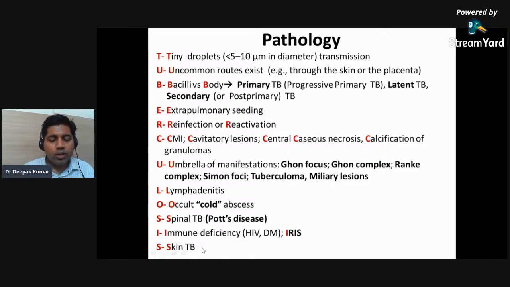The last one is skin tuberculosis. Again, skin tuberculosis will need a separate discussion. We will not be having that in today's session. So with this mnemonic, I wish that you will now be able to remember most of the pathology and have clarity regarding the different complexes that we usually hear in relationship to tuberculosis.